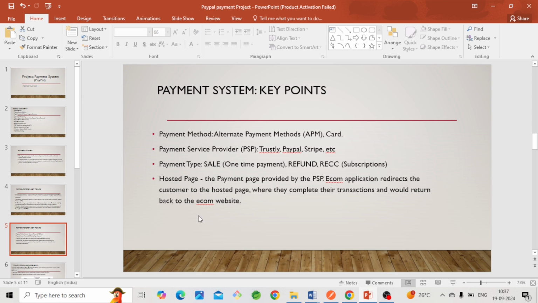Hosted page. Now we will understand what is meant by the hosted page. The payment page provided by a PSP.com. It's the third party provider on which the e-commerce client is redirected, and on that page the customer completes the payment process. That is called a hosted page. So in the definition, the payment page is provided by the PSP.com application, which redirects the customer to that hosted page, and when they complete their transaction they return back to the e-commerce website. That is called a hosted page.